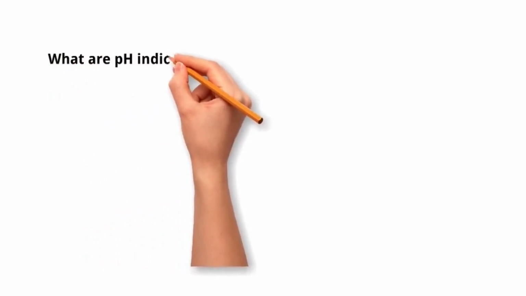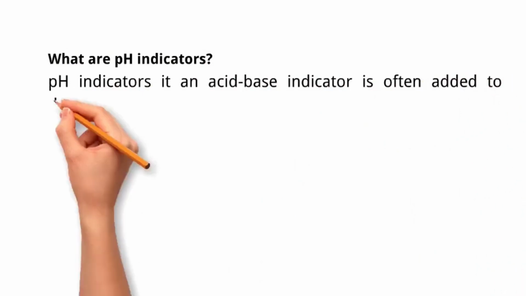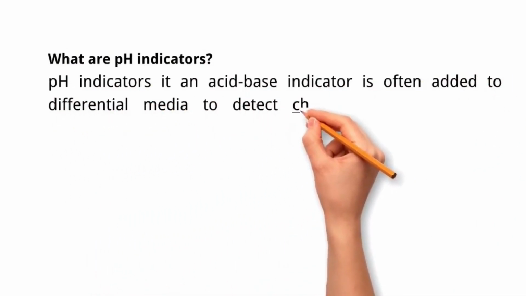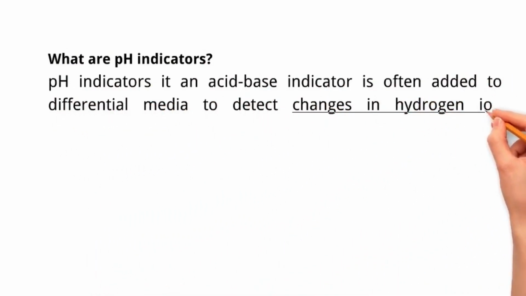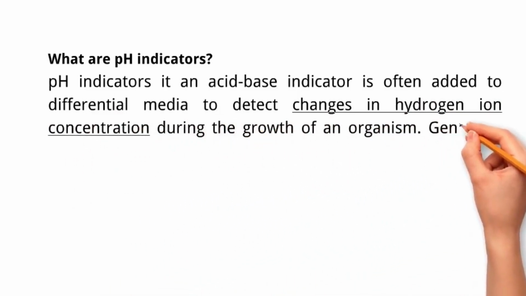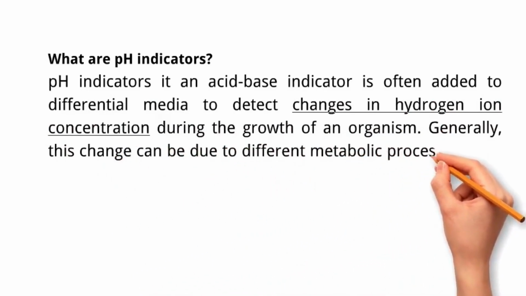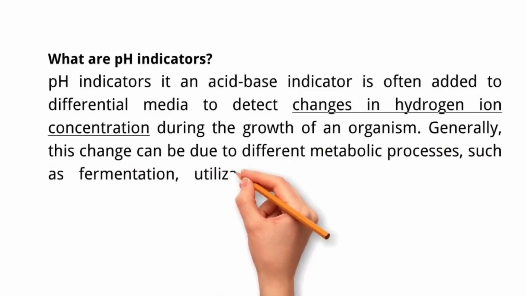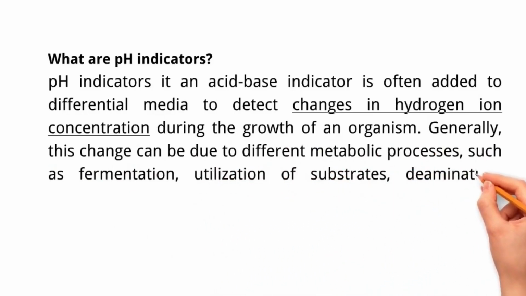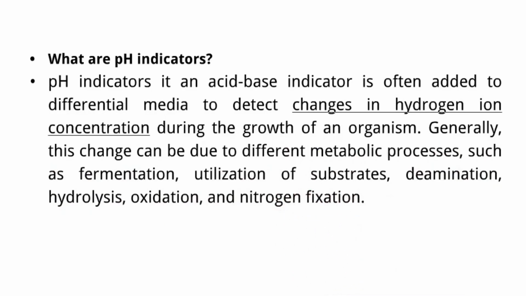What are pH indicators? An acid-base indicator is often added to differential media to detect changes in hydrogen ion concentration during the growth of an organism. Generally, this change can be due to different metabolic processes, such as fermentation, utilization of substrates, deamination, hydrolysis, oxidation, and nitrogen fixation.